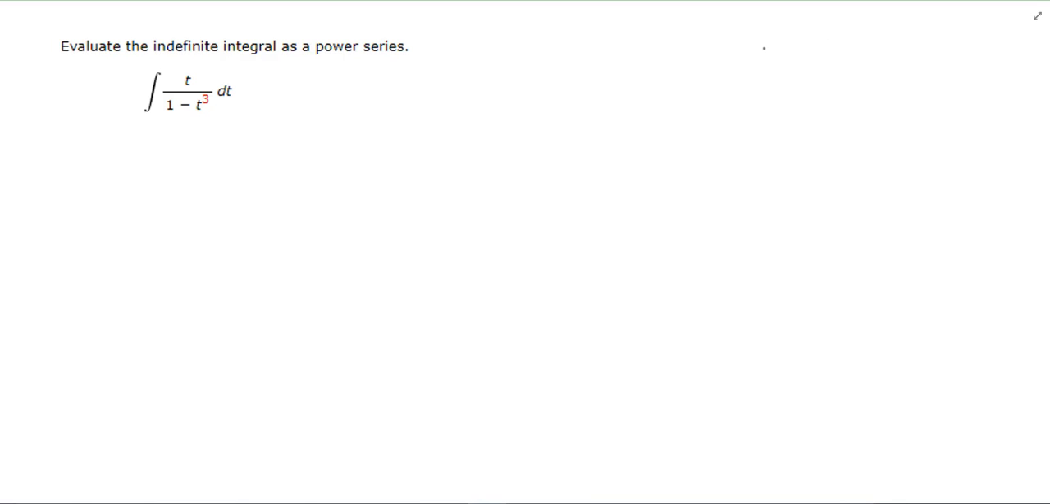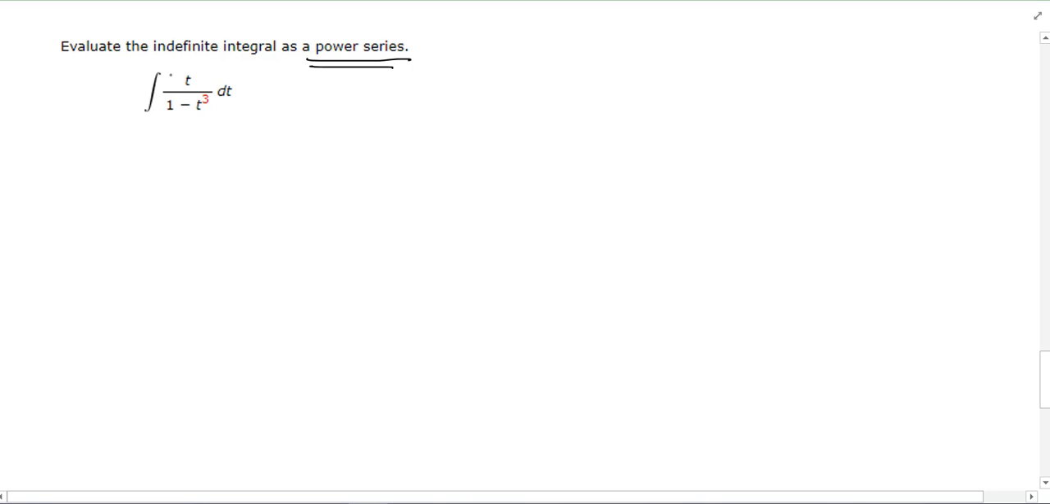Hey everyone, here's another problem from the homework in section 11.9, and this was number 5. It says evaluate the indefinite integral as a power series. When you look at this, it's not asking you to actually evaluate the integral as it is. We want you to use a power series in order to evaluate it. So the question is which power series?